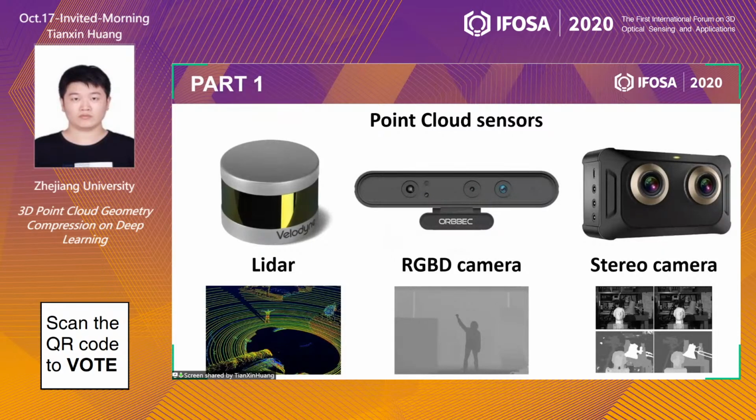First is the point cloud sensors. The point cloud is a very commonly used data format now. There are multiple kinds of sensors to acquire point cloud data, including LiDAR, RGB camera, and stereo camera. LiDAR is often used in outdoor scenes, and RGB camera is often used in indoor close-up scenes. And stereo camera measures depth indirectly by the difference between two cameras, and its accuracy is related to the distance between them. So it is often used in close-up scenes also.